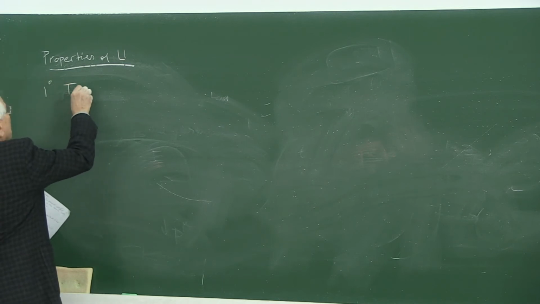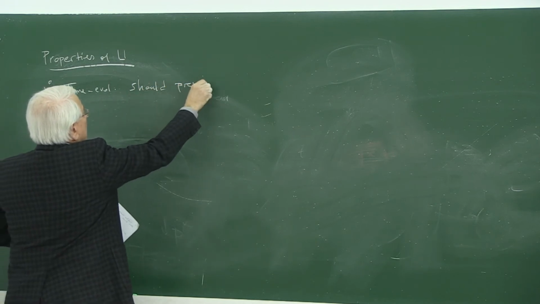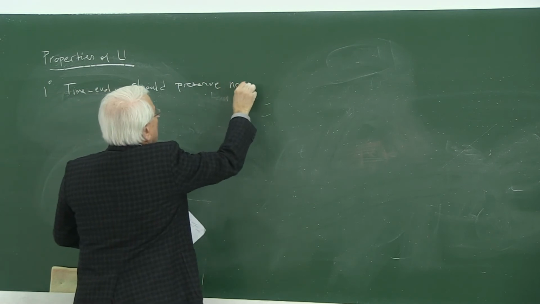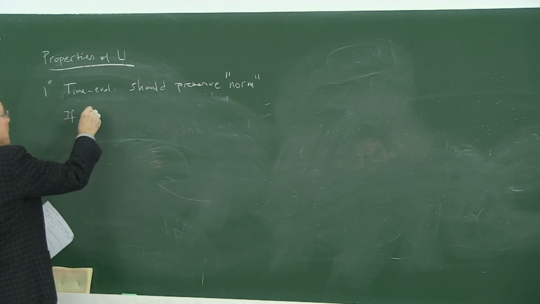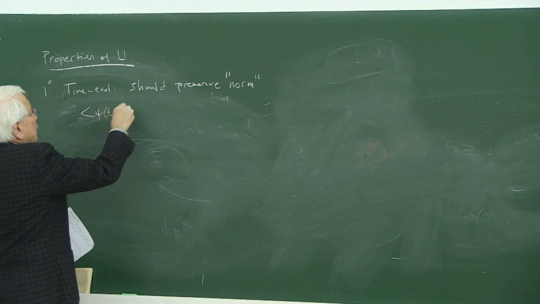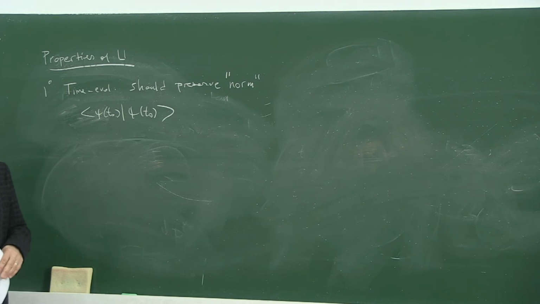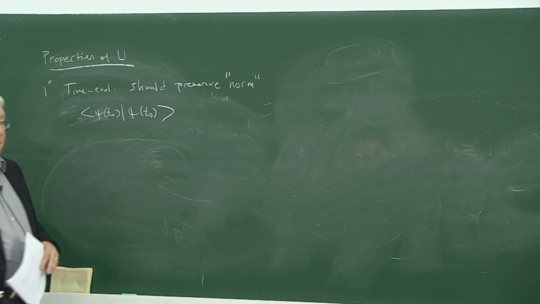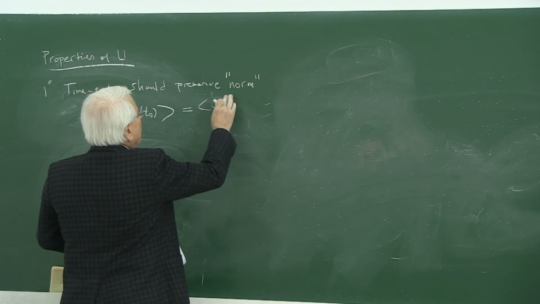First, time evolution should preserve norm. That is, mathematically, it reads as follows. Whatever the initial norm is, remember, in the formal development of the quantum theory, we define the norm of the state, norm squared. You take the square and you take the square root, you get the norm of this Hilbert space vector. It should be the same as before.